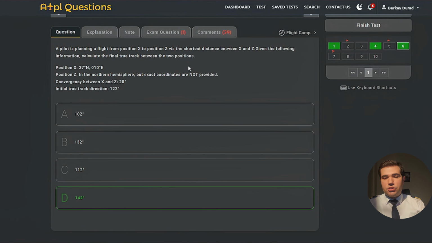So it's basically about the convergency, and it already gives us the convergency between X and Z. The only crucial part of this question is that you need to know if you're in the northern or southern hemisphere, and if you're flying towards east or west. How did I understand that we are flying east? Because our initial true track is 122. That's it for this question, and thank you for watching.